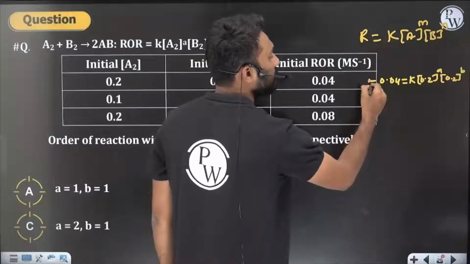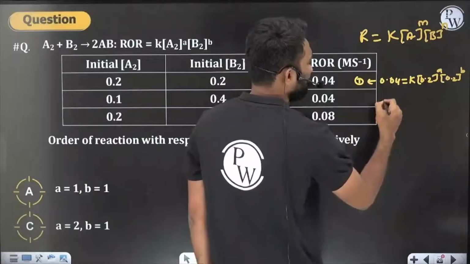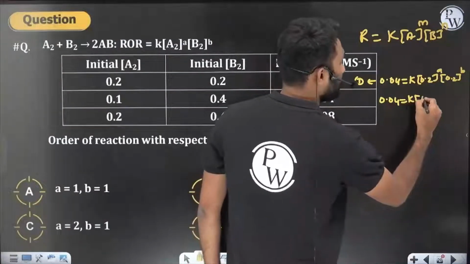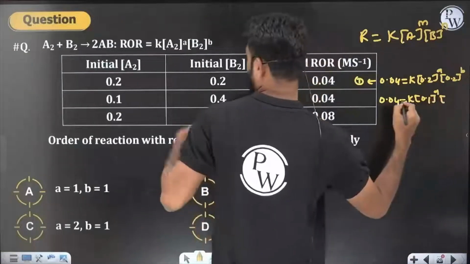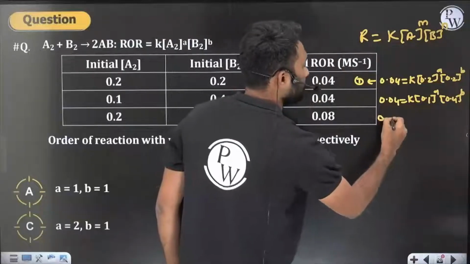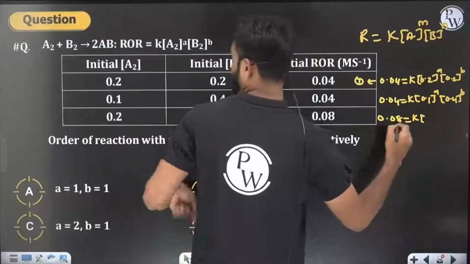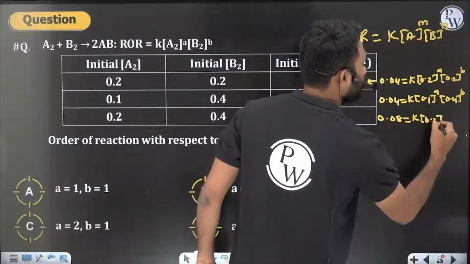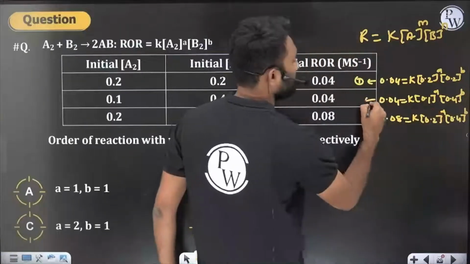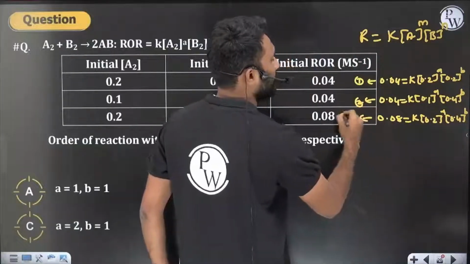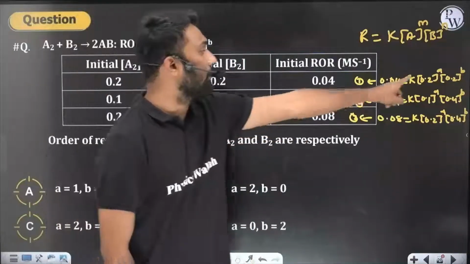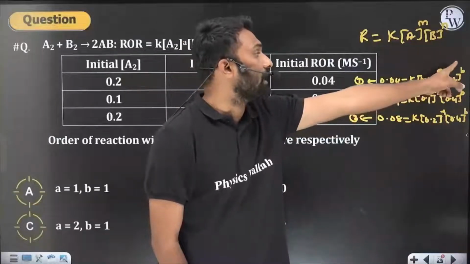Now let's take this as the first. Now same for this one also, 0.04. Concentration, how much again? 0.1 raised to the power a. Concentration of B, 0.4 raised to the power b. Now for this one also, 0.08. Concentration of A 0.2 raised to the power a. Now 0.4 raised to the power b. Now this is 2. Now this is 3. Now here you have to find out the order with respect to A and B. Now means you have to find out a and b.